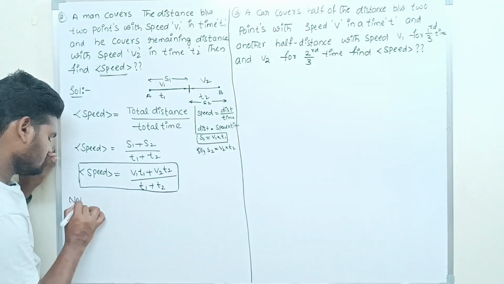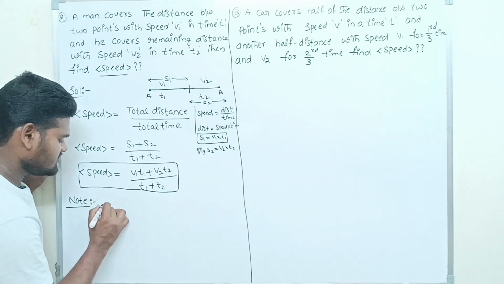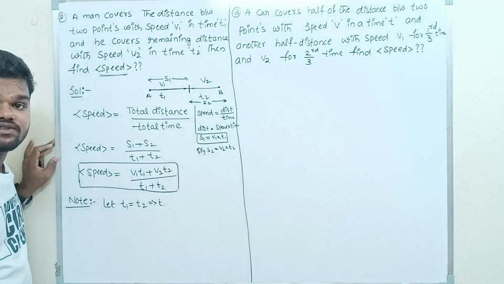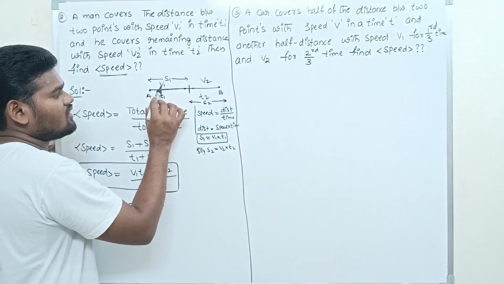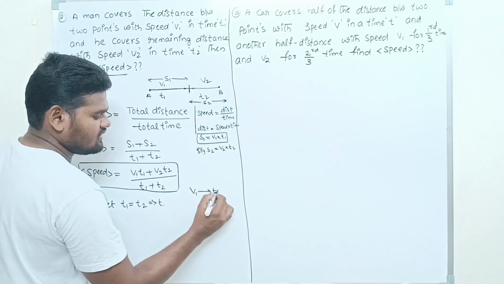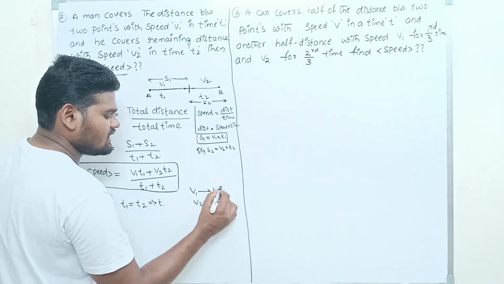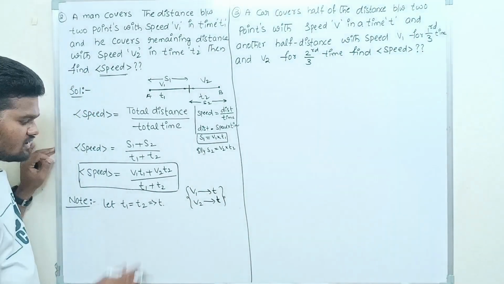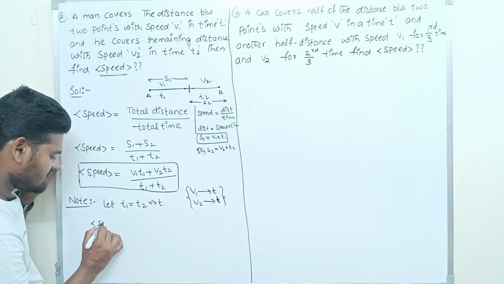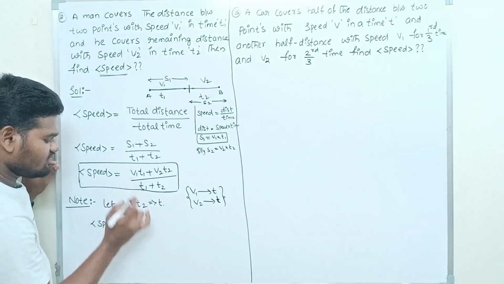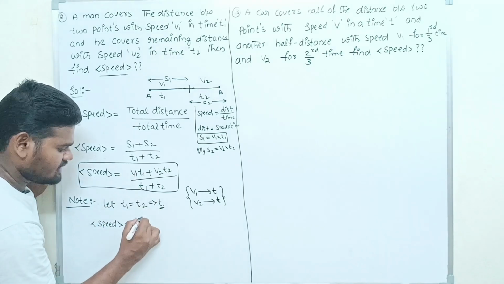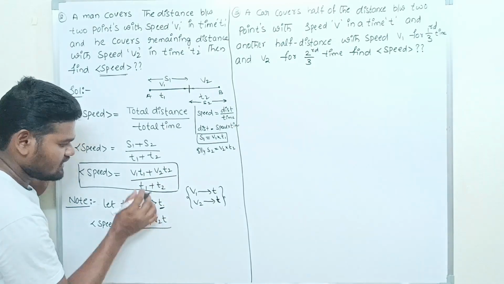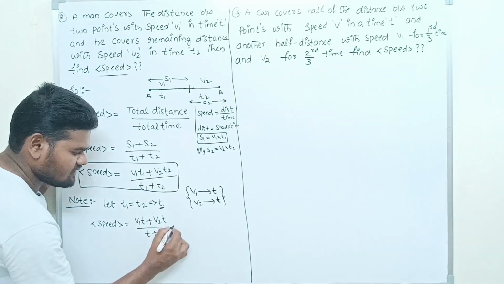Note, I'm writing a note. Let T1 is equal to T2 is equal to T. That means the object covers speed V1 for time T and speed V2 again for time T. So both speeds it travels for the same time. Just substitute in this equation. Then average speed is equal to V1T plus V2T divided by T plus T.